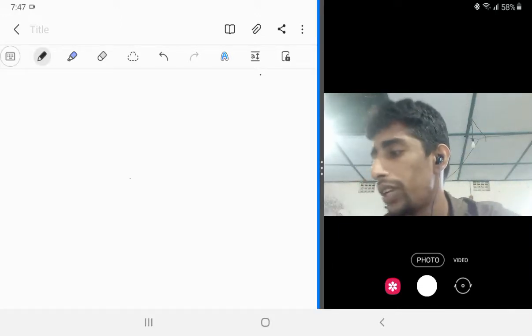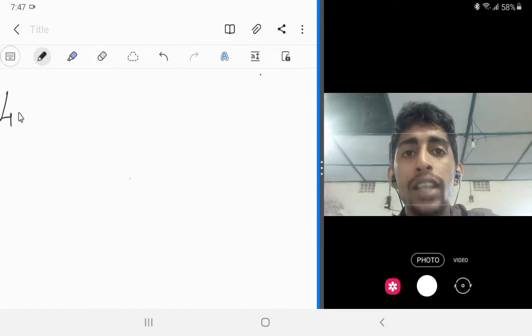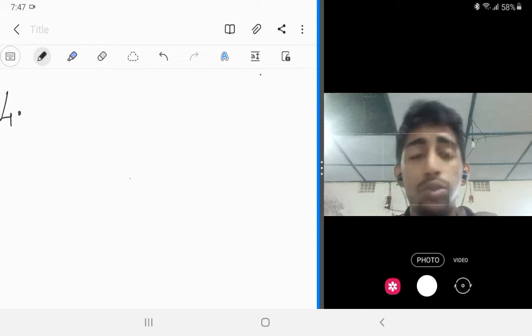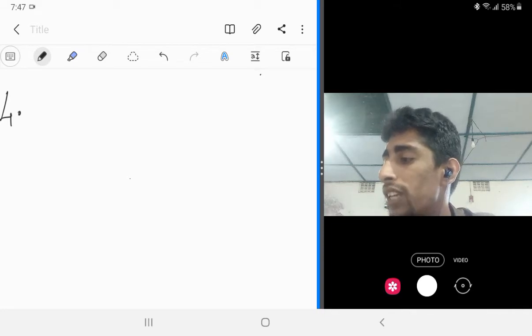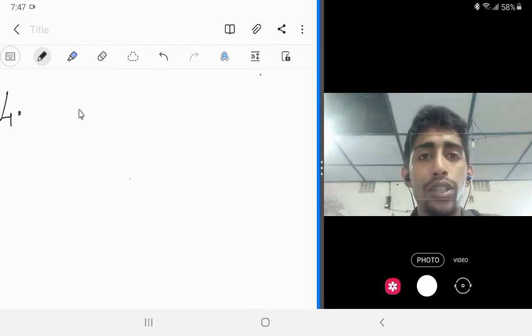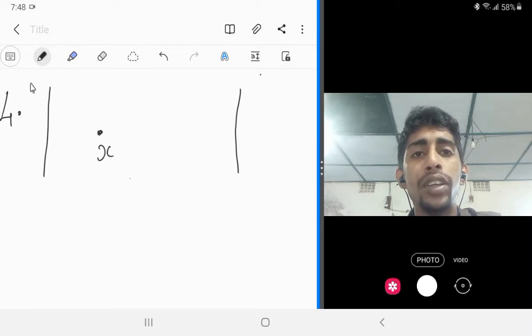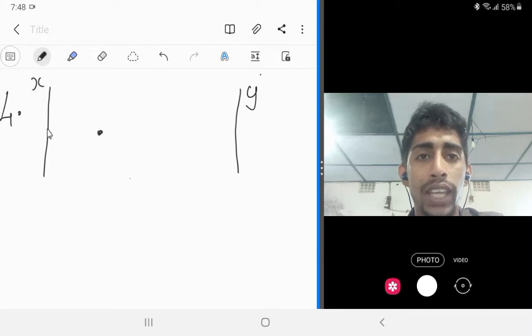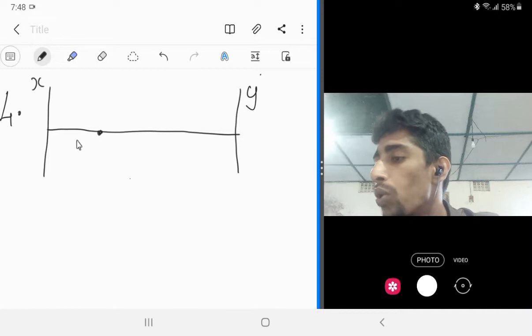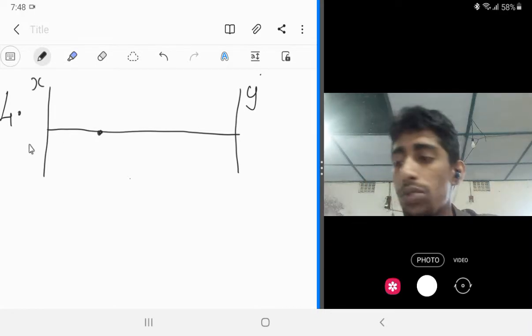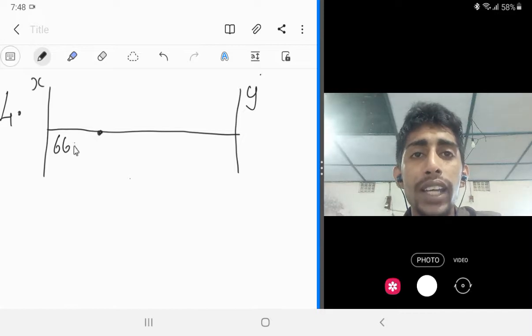Okay, today we are going to study practice problem 4 from chapter 7, Sound. The fourth problem states that a man is standing in between two cliffs X and Y. Firstly he blows a whistle such that he is at a distance of 66 meter from X.